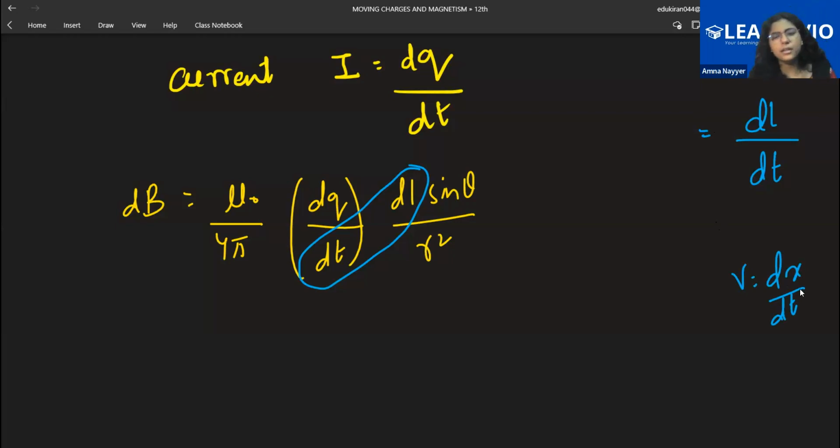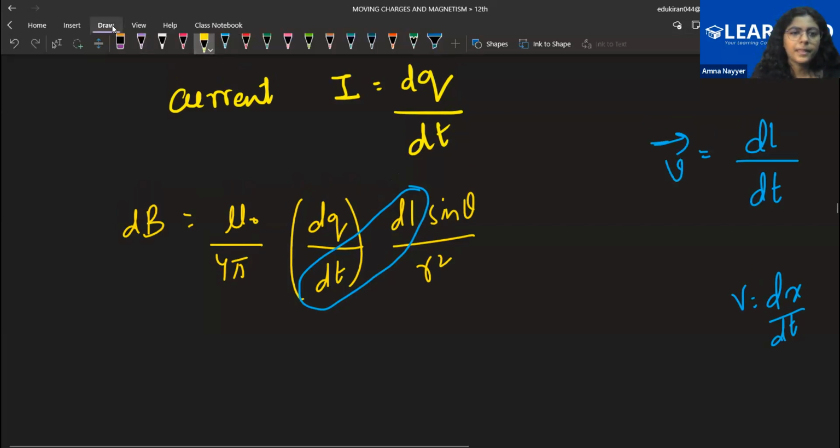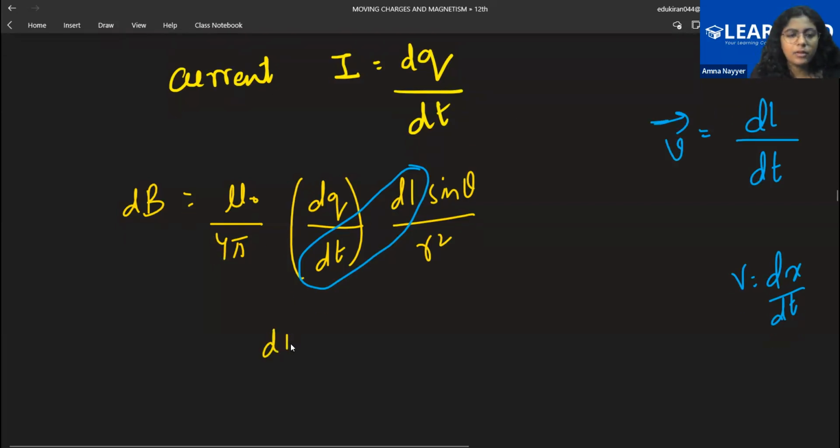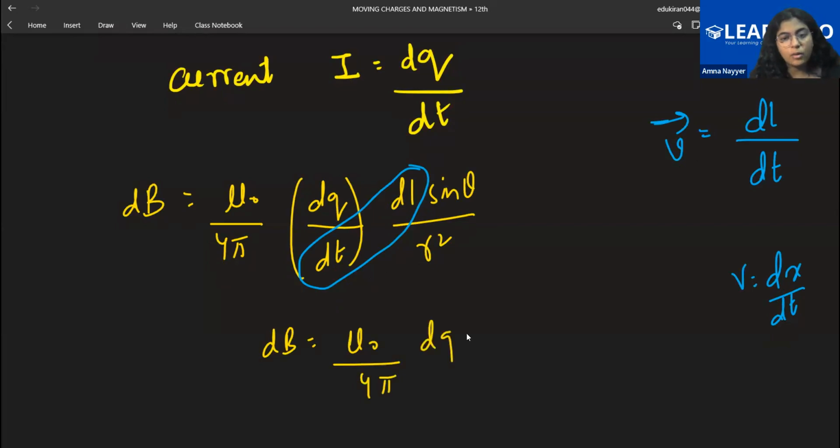If a modification comes in your board exam, how will you manage? Torque is always R cross F. So this is the velocity over here, and I'll be replacing this with the velocity. Now dB is equal to mu naught by 4 pi, dq is here, and now we have v sine theta by r square.